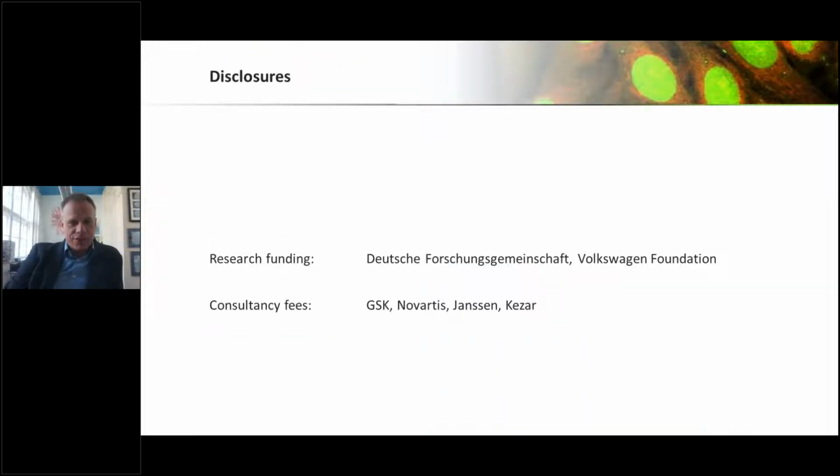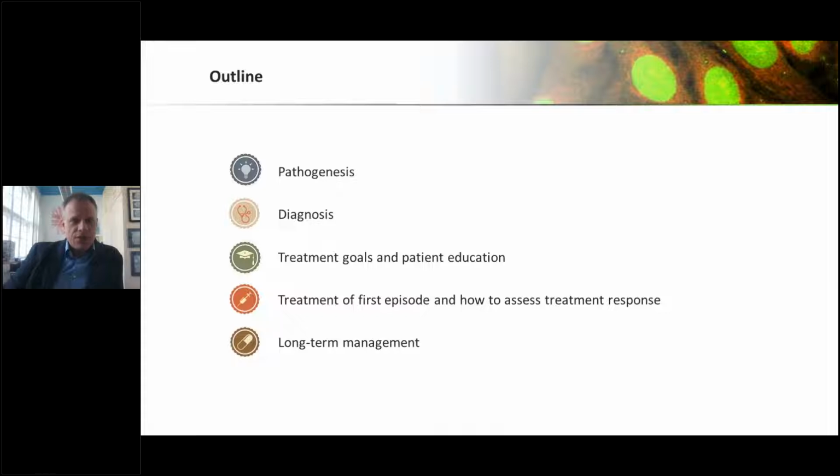These are my disclosures. And this is the outline of the presentation. We'll start out with a little bit of pathogenesis because I think it's important for patient education. Then we will talk about diagnosis and treatment goals, the treatment of the first episode, and how to assess the treatment response. And I will close with some words about long-term management.